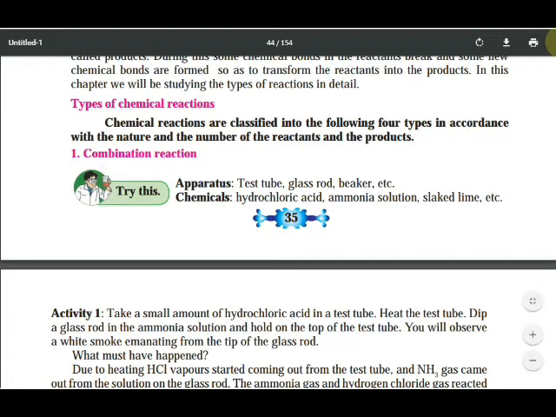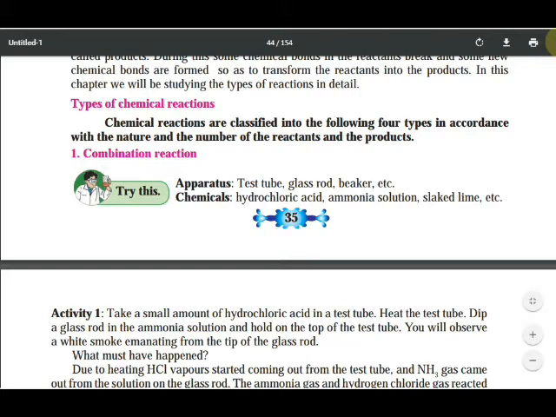Number of reactants and the products. According to the number of reactants and the products, we can write the types of chemical reaction. There are 4 types of chemical reaction in accordance with nature and number of reactants and the products. So here an activity is given.